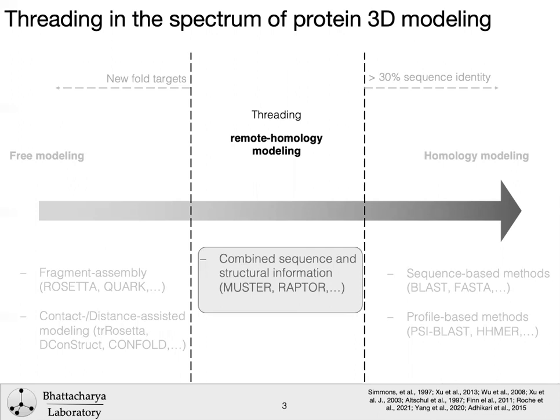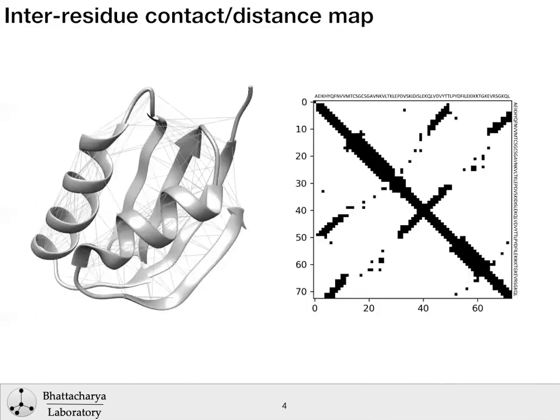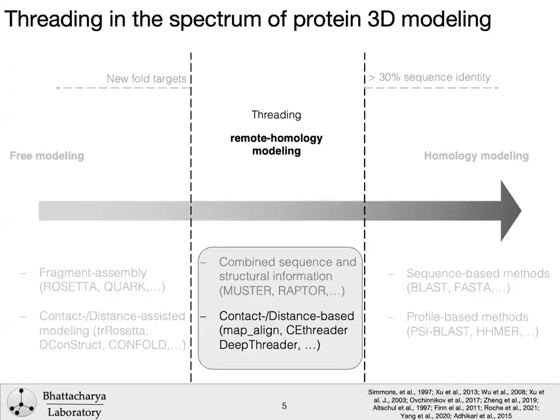Here come inter-residue contact or distance maps. An inter-residue contact or distance map is a two-dimensional symmetric matrix where each cell defines the proximity of a pair of residues. The left figure is a protein three-dimensional representation where contacting residue pairs are shown to be connected by a line. And the right figure is the corresponding two-dimensional representation. A black dot represents contacting pairs.